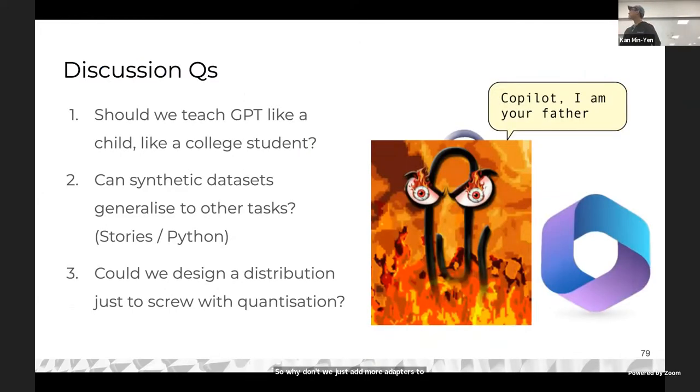Here are some discussion questions for you guys, food for thought, if you want to ask me during the Q&A. And yeah, that's it. Cool. Okay. We are quite behind time, but if there are any quick questions, it's probably good to take them now while Markus is on stage and we have some questions.